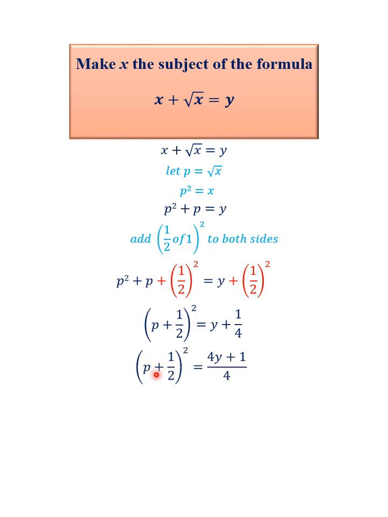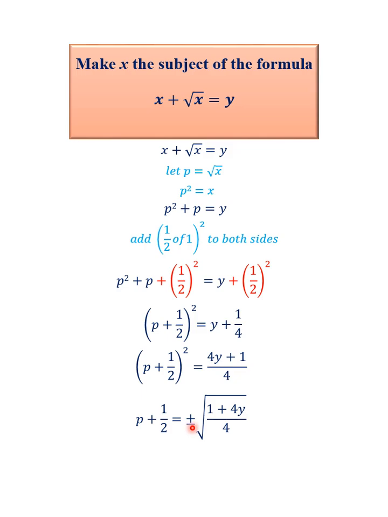By the time we take the square root of both sides, it becomes p plus half equal to plus or minus the square root of (1 + 4y) all over 4. I just rearranged the numerator. 1 plus 4y and 4y plus 1, they are the same thing. But this is a better way of representing it. So we have (1 + 4y) all over 4 plus or minus.